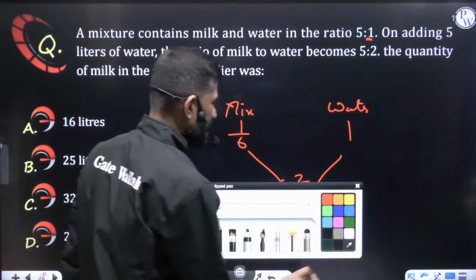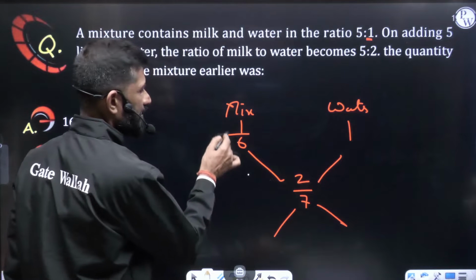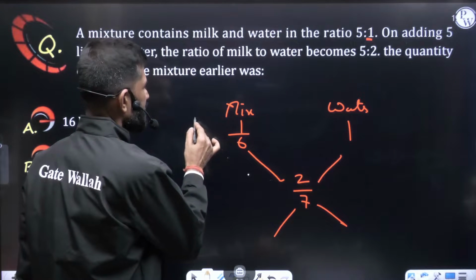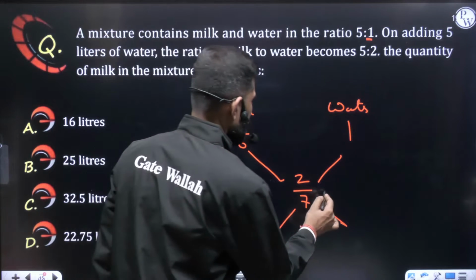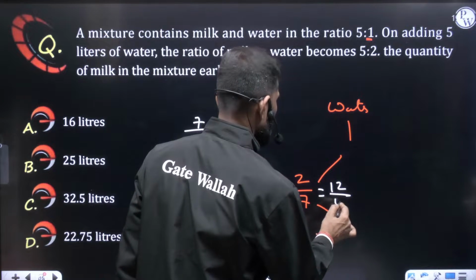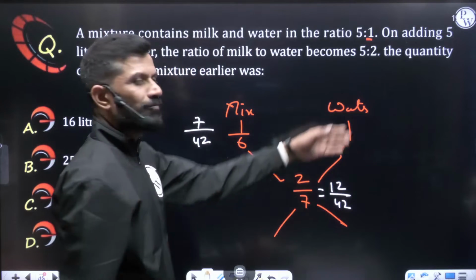Let us make the denominator the same first. Let us multiply 7 in numerator and denominator. This can be written as 7/42. Multiply 6 in numerator and denominator. This can be written as 12/42. Okay, and this is 42/42.